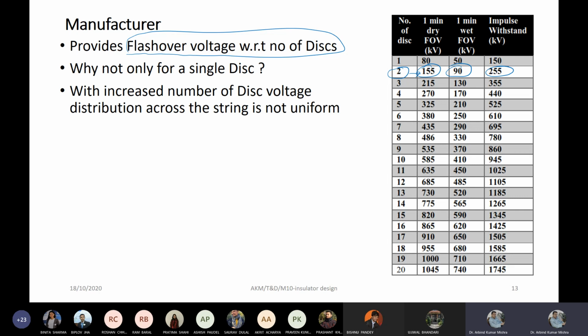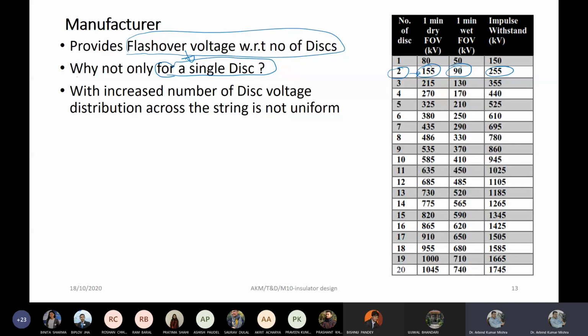Then the first question: how do they set it? I will tell you. But before that, there may be one question in your mind: why is the flashover voltage not specified only for a single disk, and then for 2 disks it will be twice, for 3 disks thrice? Why not? It is not.